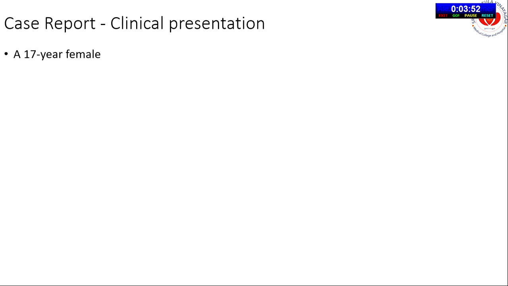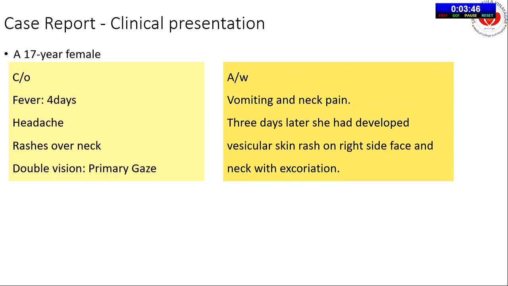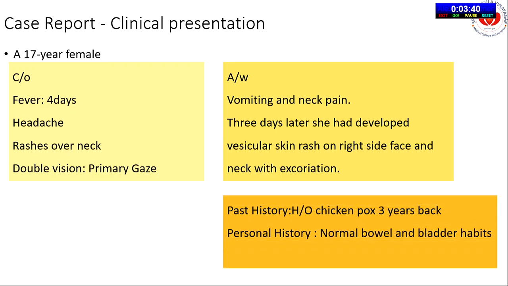A 17-year-old female came with complaints of fever for 4 days, headache, and double vision in primary gaze. The headache was associated with vomiting and neck pain. 3 days later, she developed vesicular skin rashes on the right side of the face and neck with excoriation.